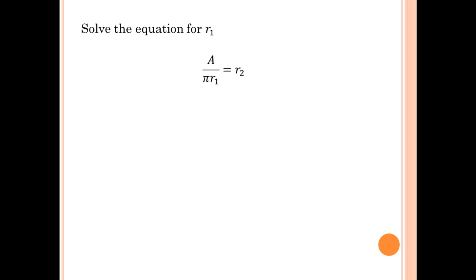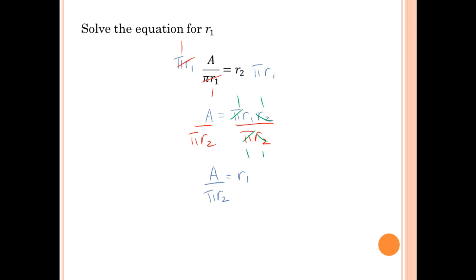To clear the denominator, we will multiply both sides of the equation by pi times R1, so our equation looks like this. After canceling the denominator, we have A is equal to pi times R1 times R2. Now, to get R1 all by itself, we divide both sides by pi times R2 to get this equation. Simplifying the right-hand side, we get our final answer of A divided by pi times R2 is equal to R1.